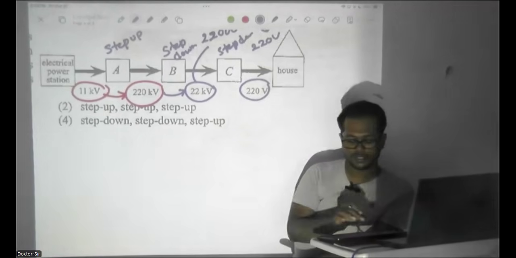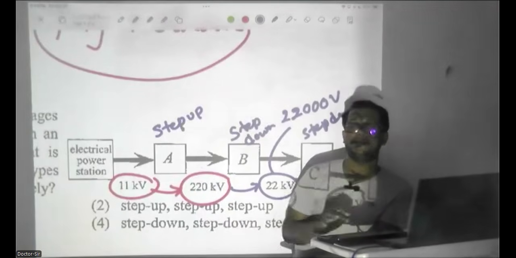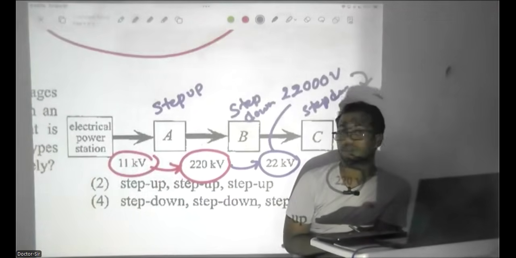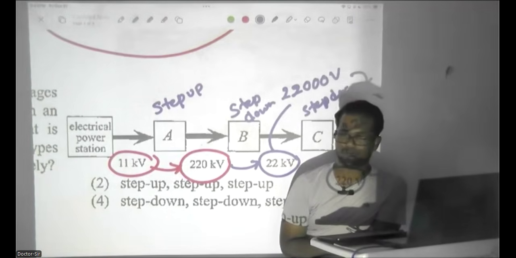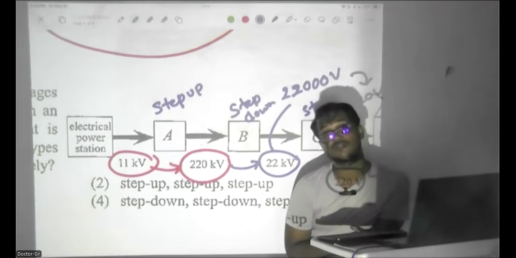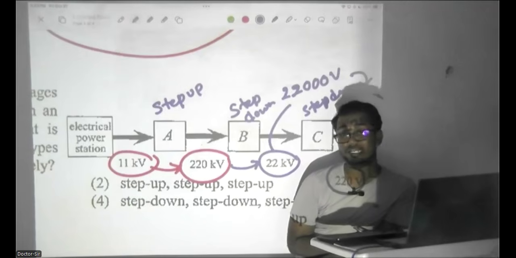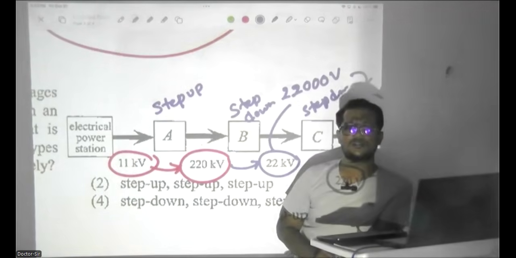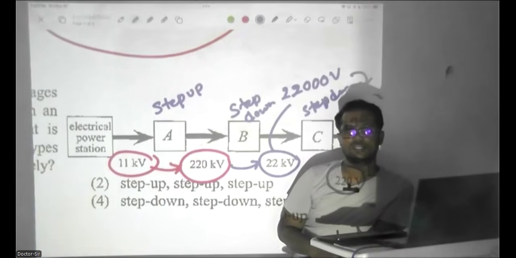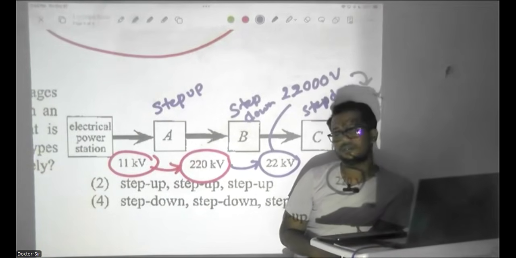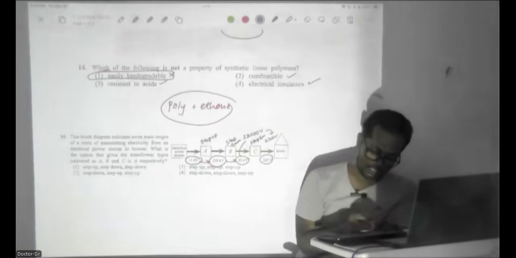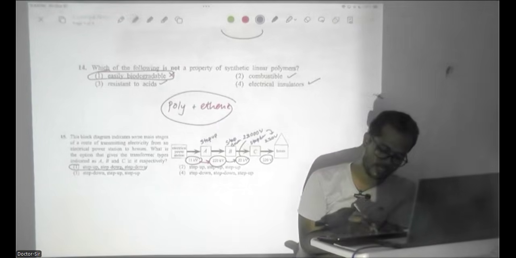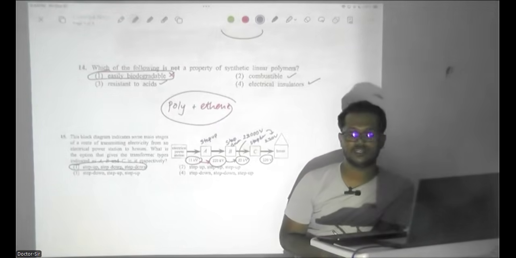Initially they step up. Why? Because when we increase the voltage, there will be minimum wastage. You can waste electricity by producing heat. So when we increase to high voltages, there is less heat production, because the ampere is going down. So the answer for this question is answer 1. I think you got the idea.